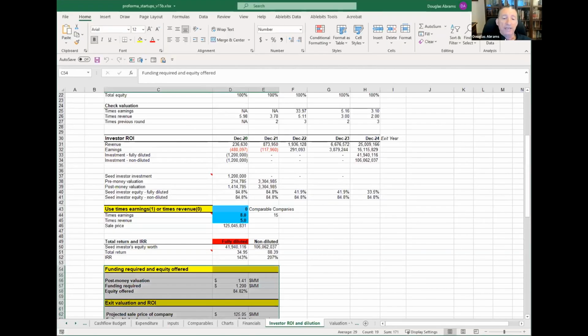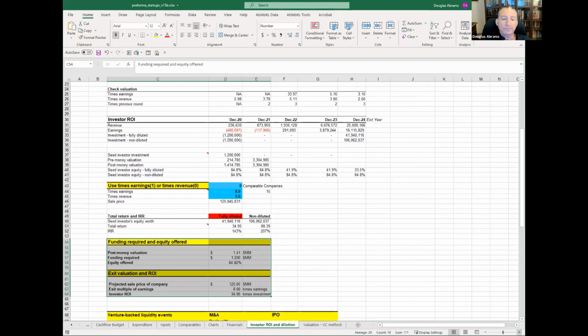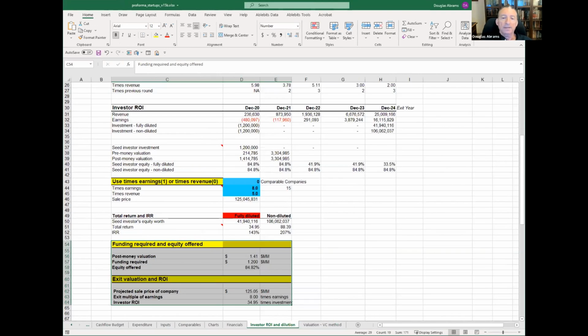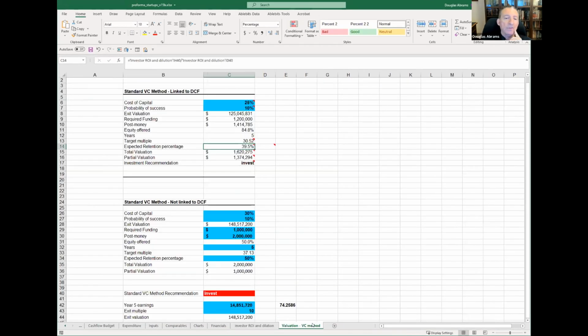So this is our financial model that everybody remembers from previous lessons. And today I'm going to focus on a couple of different tabs we haven't seen yet. First, I'll show you the VC method tab. The VC method tab lets us calculate the venture capital method valuation 2 ways.